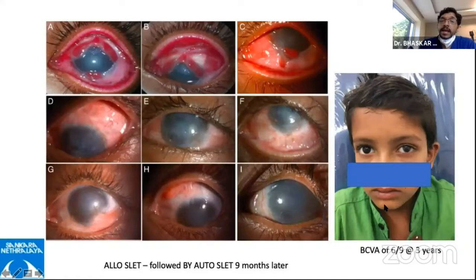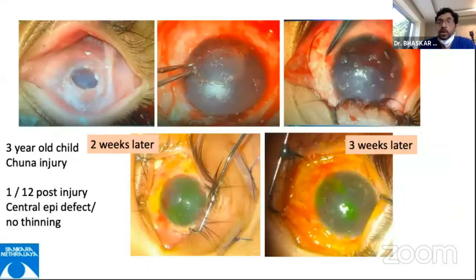Another patient who already had 2 amniotics done elsewhere presented 1 month post chemical injury with a completely deepithelized surface with these large granulomas sitting. We excised the granuloma, did an Alloslet, the surface epithelized in 2 weeks' time, and then subsequently we did an auto slit.